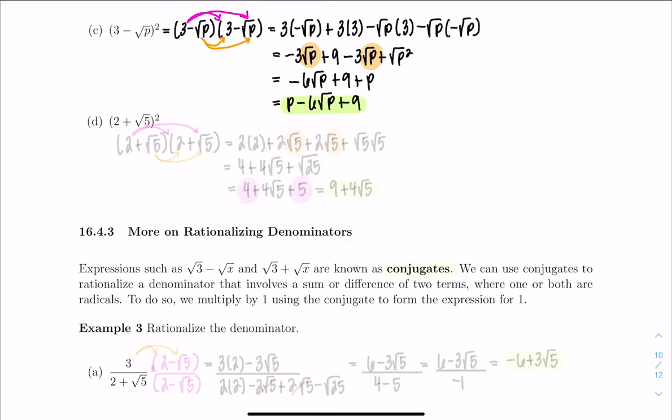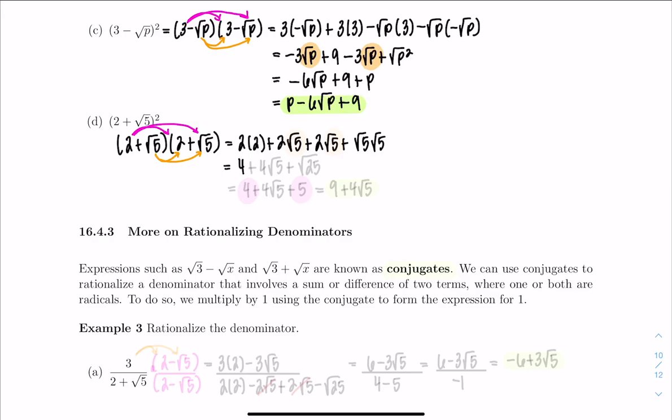And let's try one more. Same idea, we want to write it twice and then FOIL. So we have 2 plus square root of 5 times 2 plus square root of 5. So this gives us 2 times 2 plus 2 times the square root of 5 plus 2 times the square root of 5 plus the square root of 5 times the square root of 5.